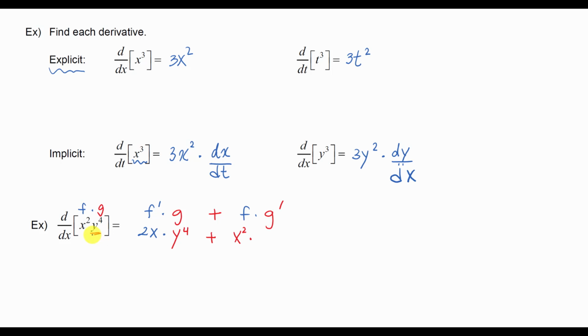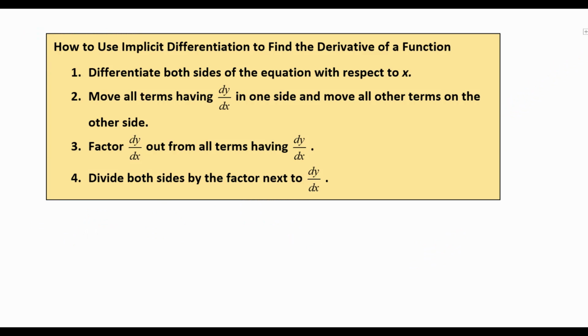Do you see how g is y to the fourth, and if you take the derivative of y to the fourth with respect to x, it is now implicit, so therefore we need to use the chain rule. So the derivative of that will be 4y to the third power, but now you need to take the derivative of this function with respect to x. Get it? So now that will teach you how to do implicit differentiation.